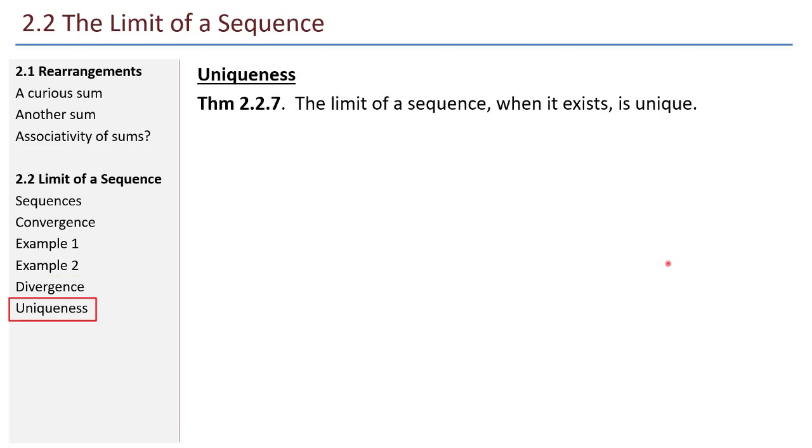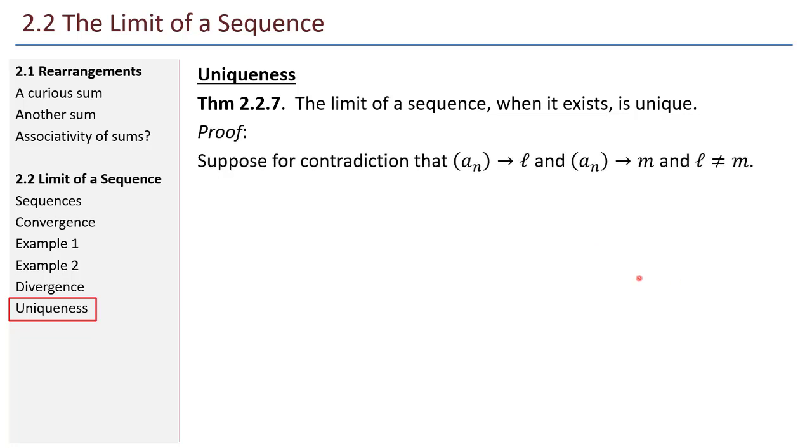All right, our last point is uniqueness, and this is an example of how we might use the definition of convergence within the proof of a theorem, the proof of a fact. So the fact here is: the limit of a sequence, when it exists, is unique. Here's a proof.